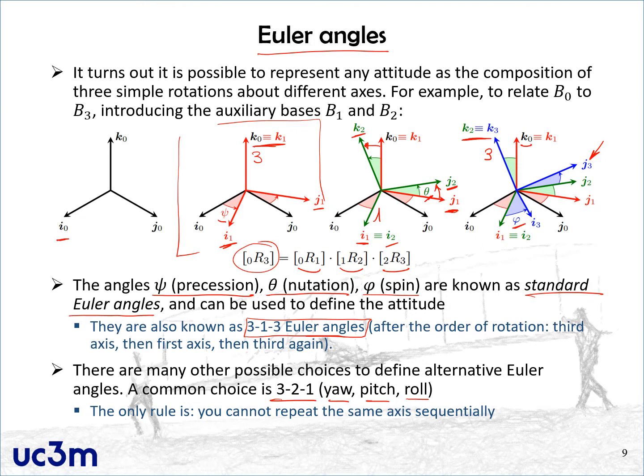The only rule that you need to remember is that you cannot repeat the same axis in sequence. So for example, if you try to do 3, 3, 1, this is not valid because you are rotating twice about the same axis, and clearly this is the same as if you just did one rotation about the third axis. So this is not a valid choice. However, 3, 1, 3, as we have seen over here, is a valid choice because between the first 3 and the last 3 we are doing different rotations. So the axis K2 and the axis K0 are different directions in space. In that case, there is no problem.